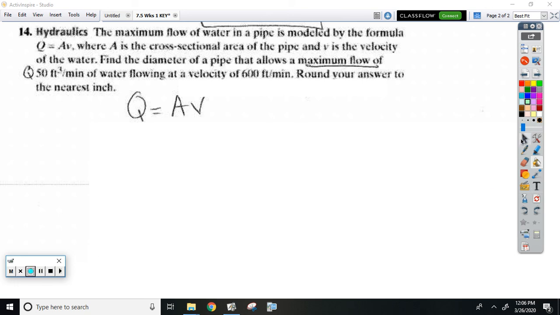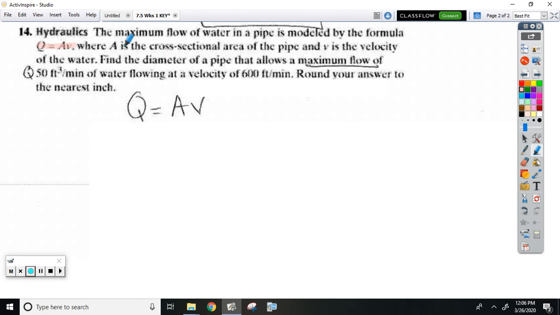All right, guys, so my first request for a homework review was on 7.5 worksheet 1, number 14. This one was a word problem that related the area of a cross-sectional pipe to its velocity. So I just started with the equation that they gave us in the given, Q equals A times V.